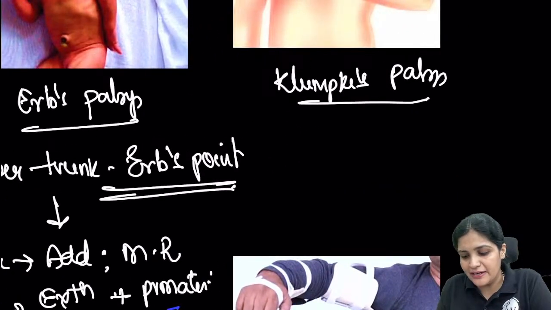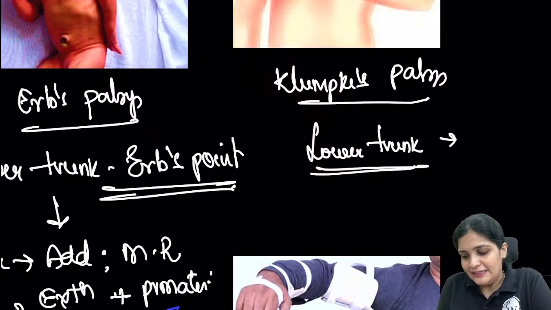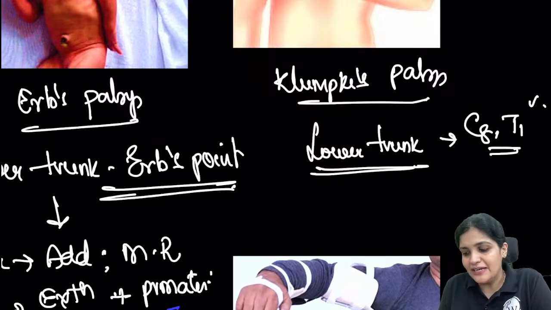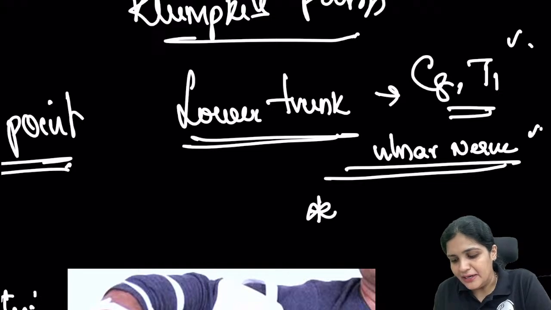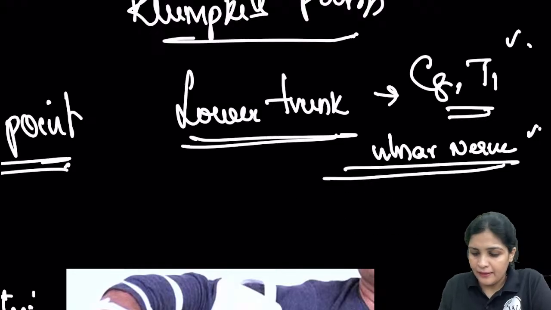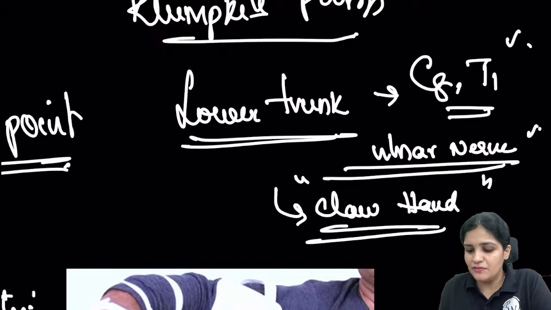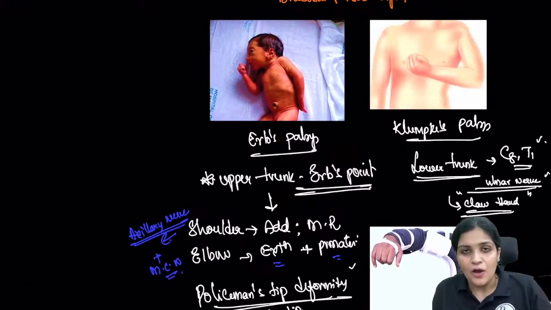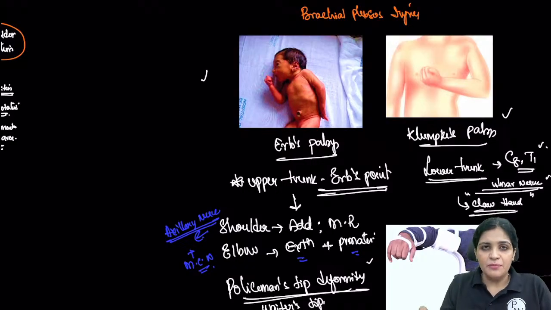And what about Klumpke's case? Which trunk is involved? The lower trunk, with hyperabduction of the arm. This is C8 and T1. Which nerves? The ulnar and median nerves. Whenever the ulnar and median nerves are involved, what deformity do we see? Claw hand. Very good. So these are the two important things to remember in the brachial plexus: Erb's palsy and Klumpke's palsy. In Klumpke's we usually see claw hand, which could be partial or complete. In Erb's, we see the policeman's tip deformity.